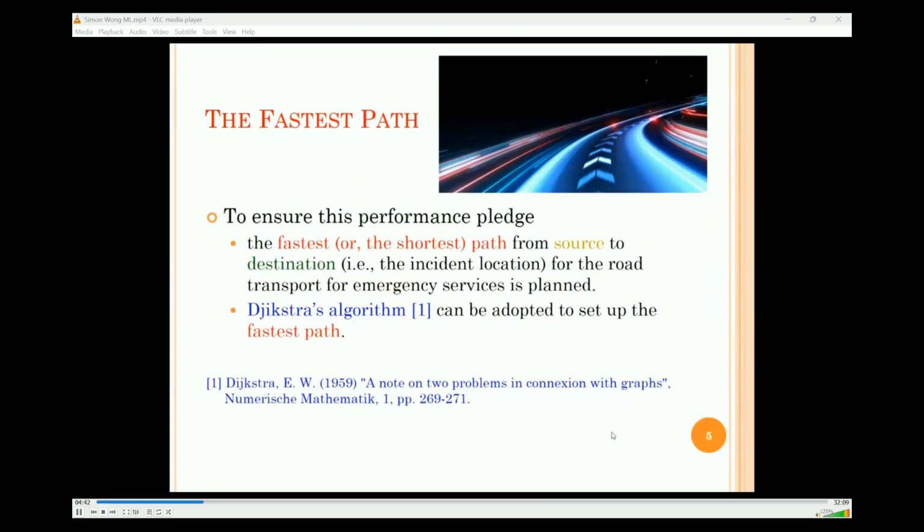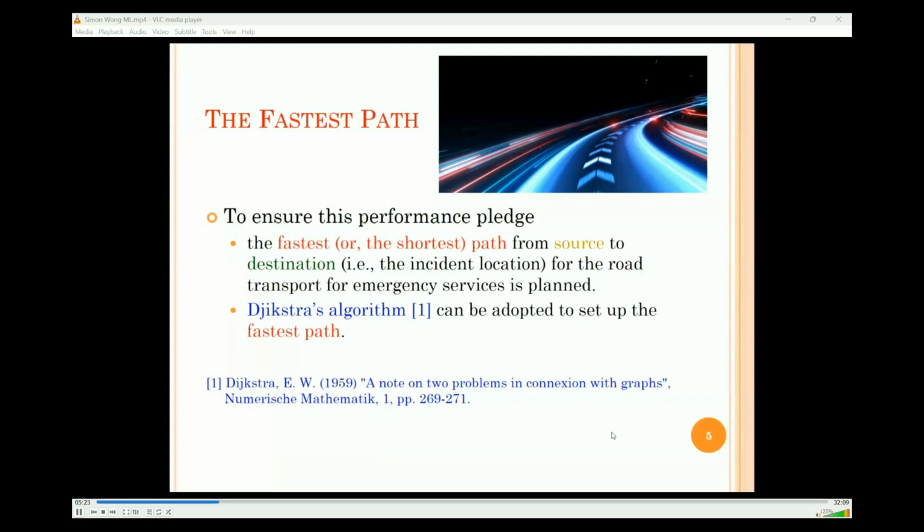To ensure this performance pledge, the fastest path is needed, which in this case is also the shortest path. We know that the fastest path will not always be the shortest path because there's a speed limit on the road. But because this transport for emergency services has no speed limit on certain roads, in that case we think that the fastest path is also the shortest path.